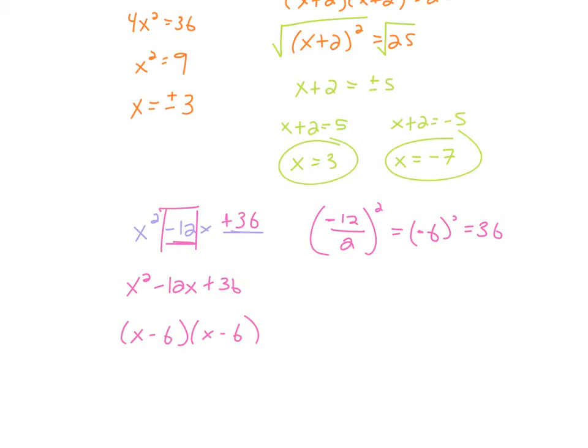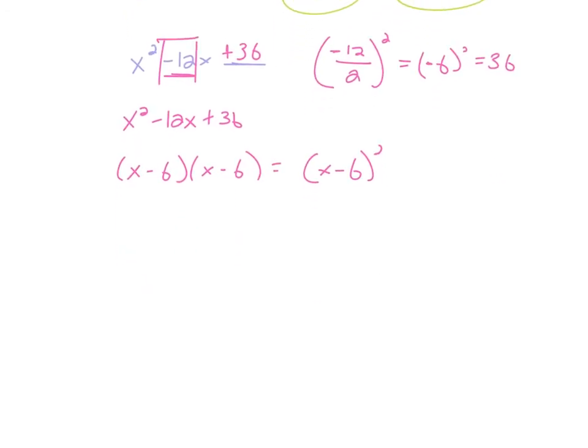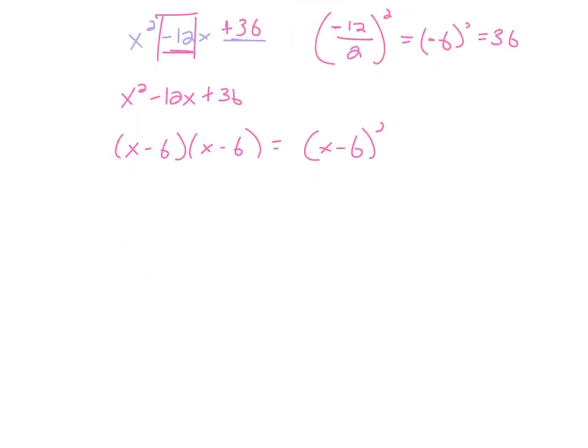We can do this with any trinomial. We can find the term that we need to add to complete the square, to write it as some binomial squared. Here's how we're going to use this to solve quadratics, and this can be used to solve any quadratic. Let's say we have the problem 3x squared minus 12x plus 6 equals 0.